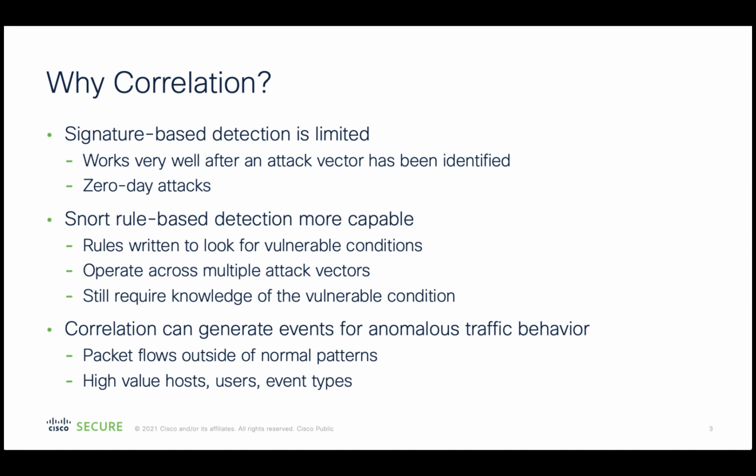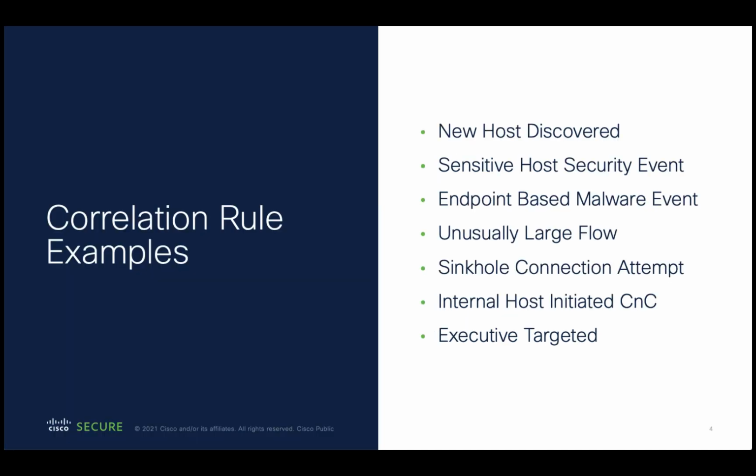So you can say, hey, if I see a lot of bytes being sent from A to B, that's probably not good. So you can look for packet flows outside of normal patterns. You can look for, again, those attacks against those high-value hosts, users, and event types. This can help you, again, just raise visibility to events that are already occurring on your network. I have some correlation rule examples here.